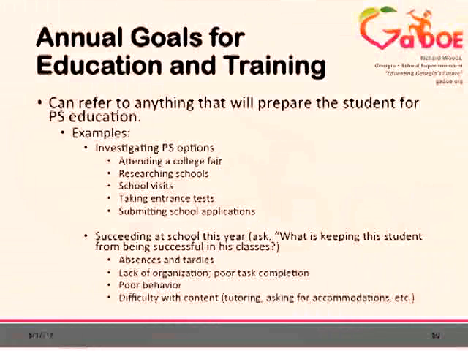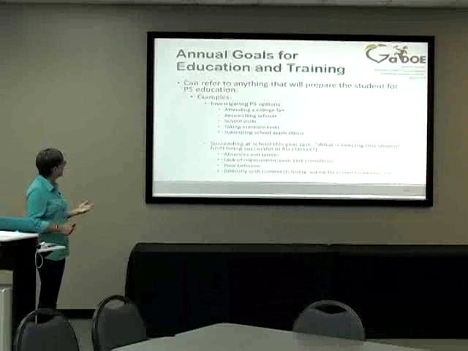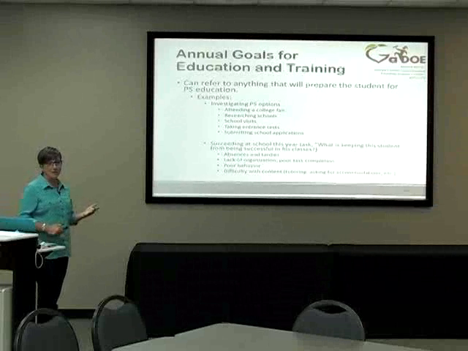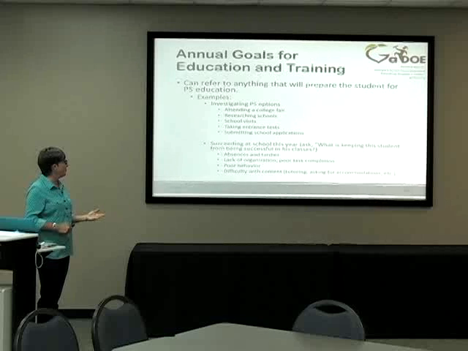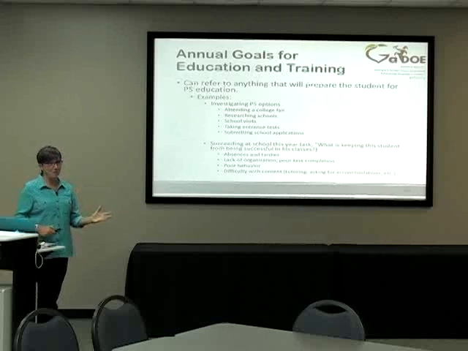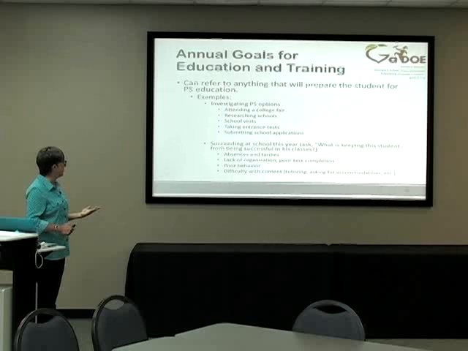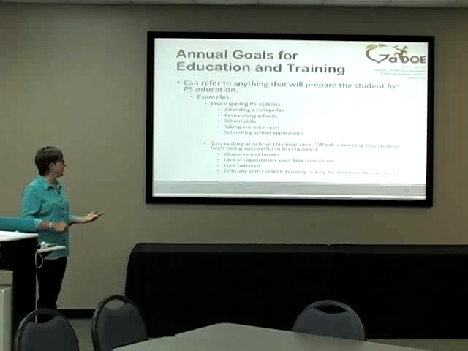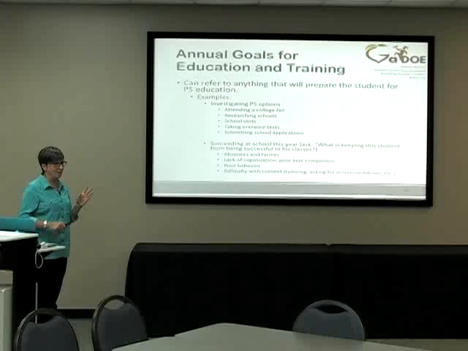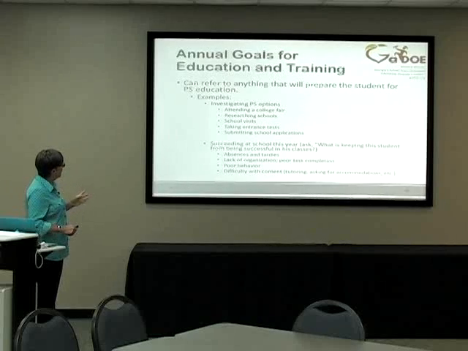So if we break it down and we start with looking at annual goals for education and training, these are some examples, and I think these might be helpful to give you an idea of some things you might be able to write. For instance, investigating post-secondary options. These are some things that a student might do as they get a little older. This isn't necessarily something an 8th or 9th grade student might do, but 11th and 12th graders perhaps, okay? So you can do that, but you can also, and this is probably more appropriate for most of your students, succeed at school this year. Just what I was talking about a minute ago. So these are some sorts of things that you can focus on in the education and training area.